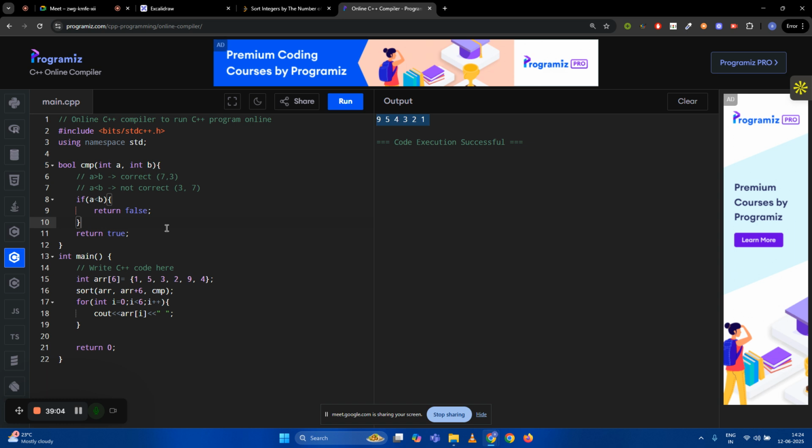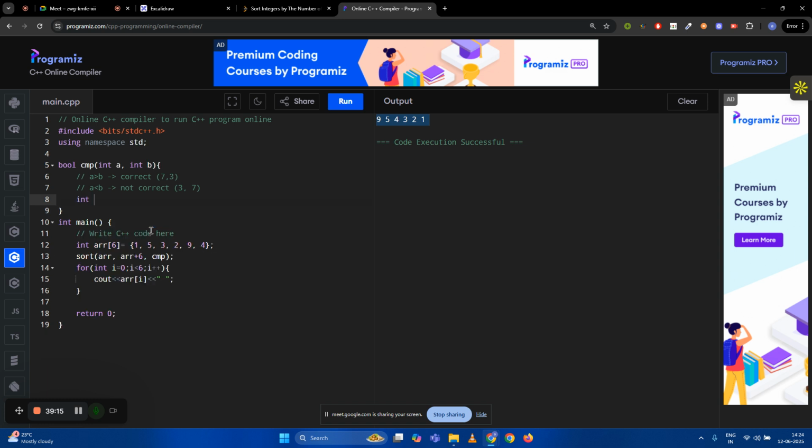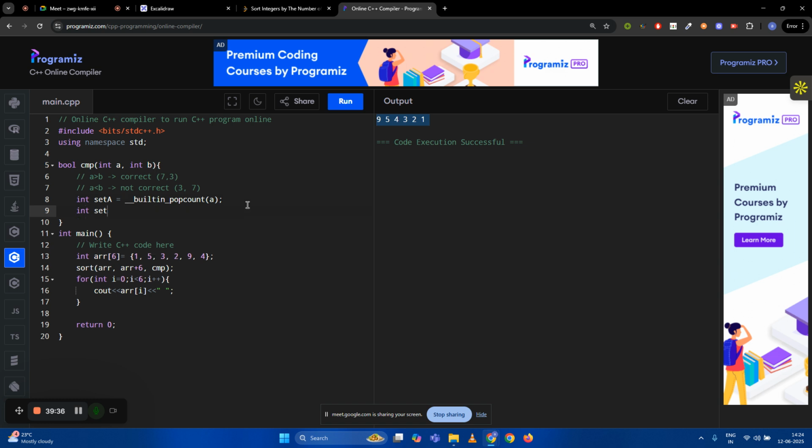Now the first thing is we need to calculate the number of set bits, right? You can calculate the number of set bits however you like, but I would use internal tools. So int setA is equal to __builtin_popcount(A). This is an internal function in C++ which tells the number of set bits in A. As simple as that. Int setB is equal to __builtin_popcount(B). This will tell the number of set bits in B.